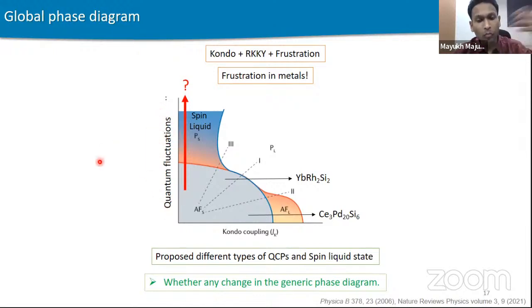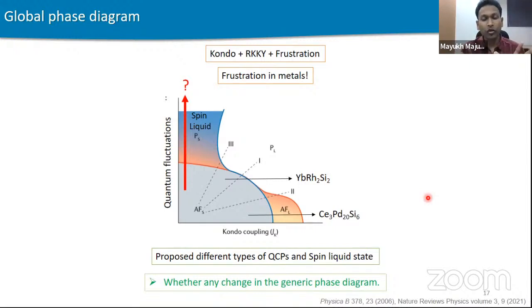And along the y-axis you have quantum fluctuation. So how can you promote quantum fluctuation? Either you can incorporate more frustration in the system, that is one way. Another way is that you can reduce the dimensionality of the system. But in this particular case, we'll be considering that the axis is nothing but the strength of the frustration. Okay, so now what you can see in this phase diagram is that a lot of phase transitions are happening, and a lot of quantum critical points are being proposed. Also, at a regime where you have high quantum fluctuations, you can expect some kind of spin liquid type of behavior as well.